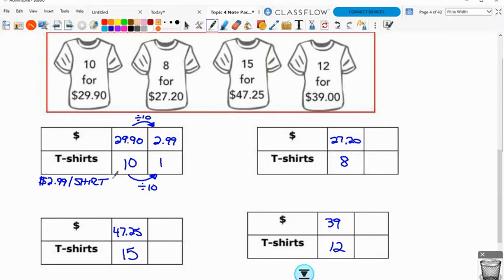With my second package, $27.20 for 8 shirts, again, I need to know the price of just one shirt. So to scale from 8 shirts to just 1 shirt, this time I'm going to divide by 8. So I'll take my price and I will divide by 8 as well.